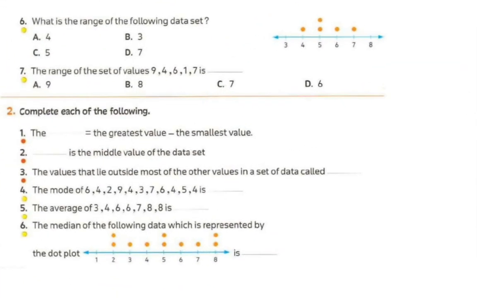Let's go. Point number 6. What is the range of the following data set? What he asked us about is the range. The range equals maximum minus minimum. Where is the maximum? 7. Where is the minimum? 4. So 7 minus 4 equals what? Equals 3.